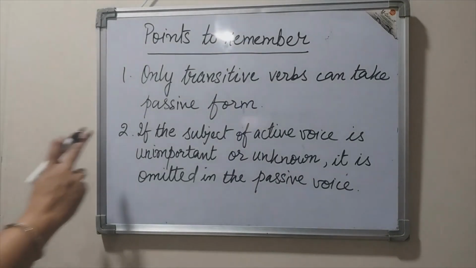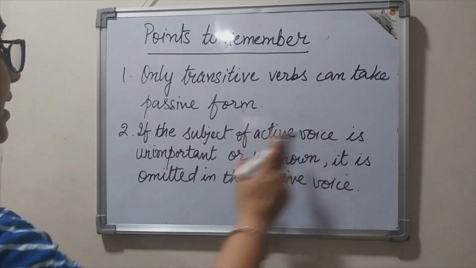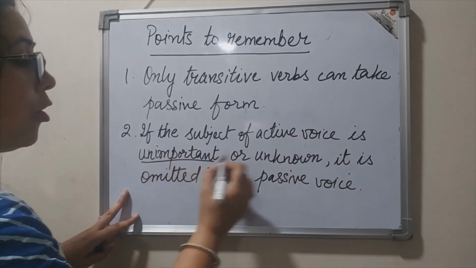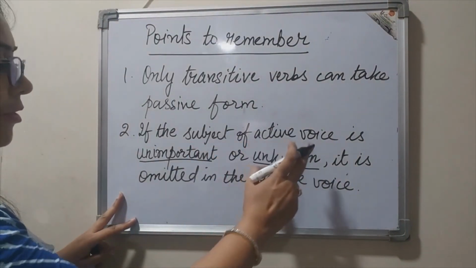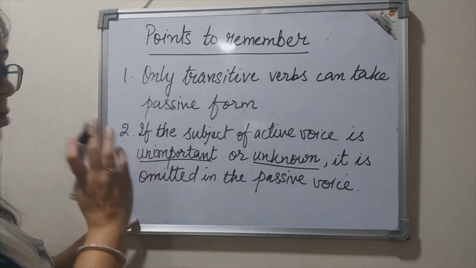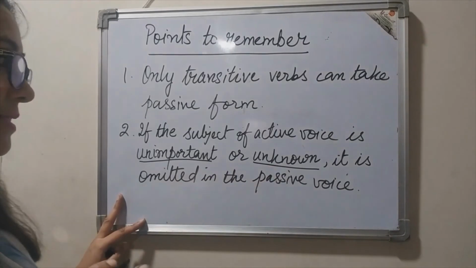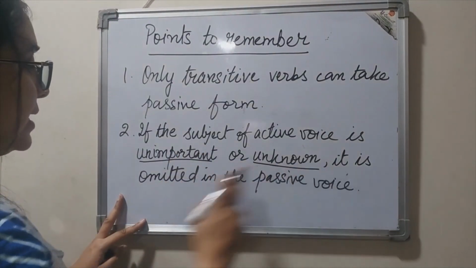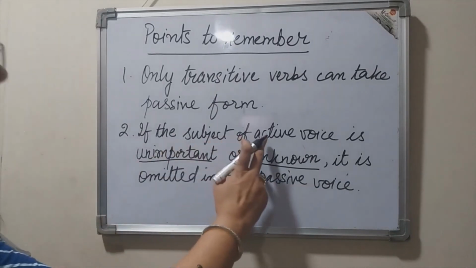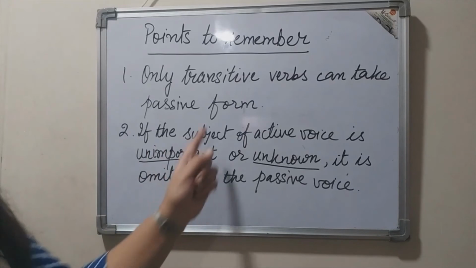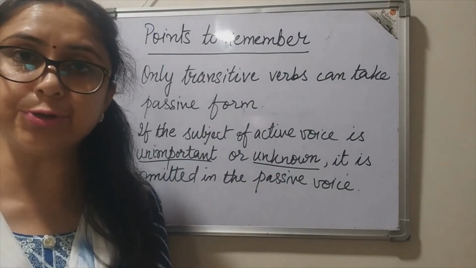And secondly, if the subject of active voice is unimportant or unknown, right? If the subject of active voice is not so important, or if it is unknown, that is, we don't know the subject, then in that case, it is omitted in the passive voice. So, the subject of active voice, if unimportant or unknown, is omitted when it is converted into passive voice.